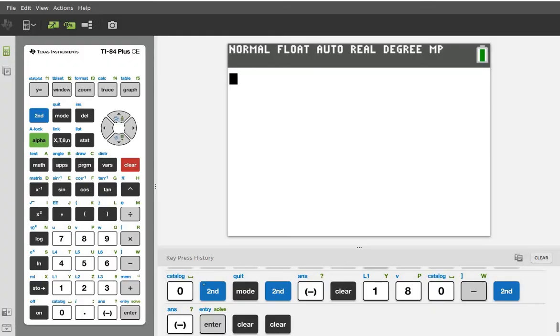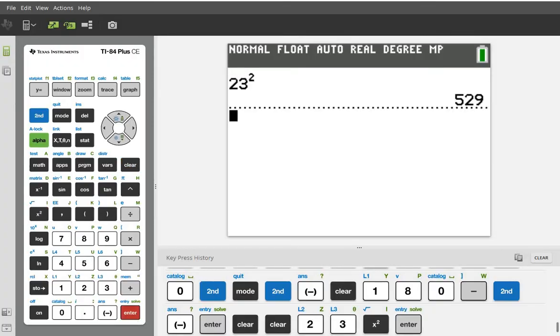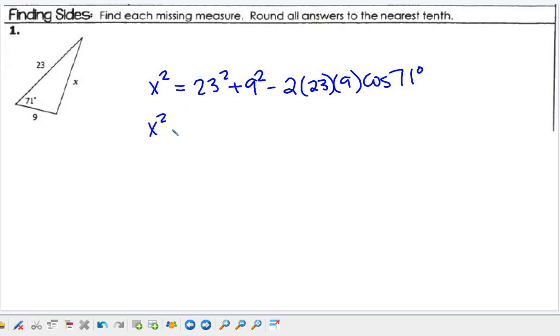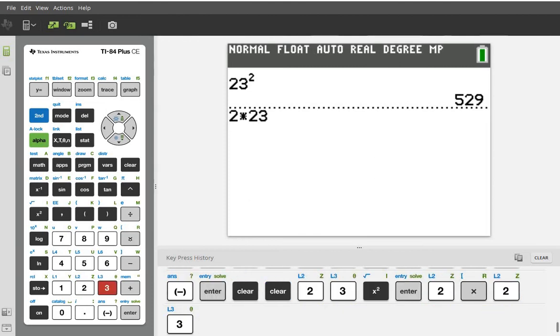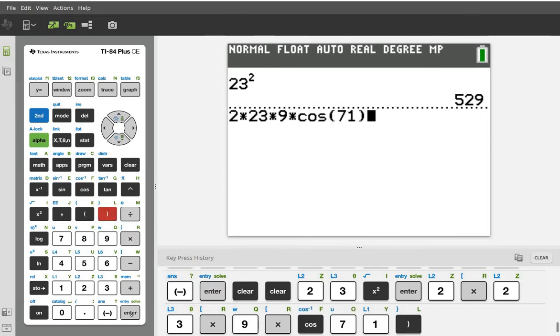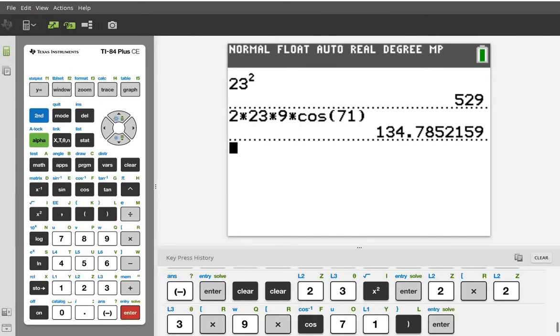So I would do 23 squared is 529, so I have x squared is equal to 529, and of course we know 9 squared is 81 minus, and then I would do this all in the calculator. So 2 times 23 times 9 times cosine of 71. So that's 134.79.